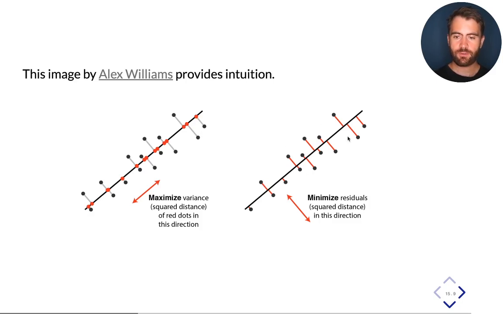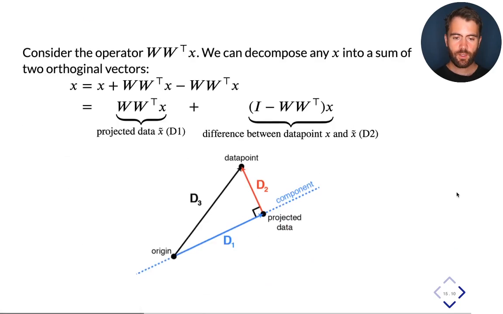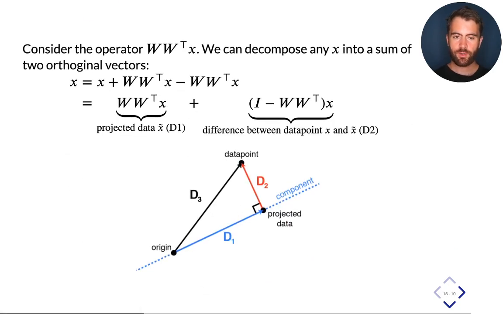So basically this is the reconstruction loss, this is the variance maximization version, and both of them are equivalent. Now we can also show that this is true mathematically.